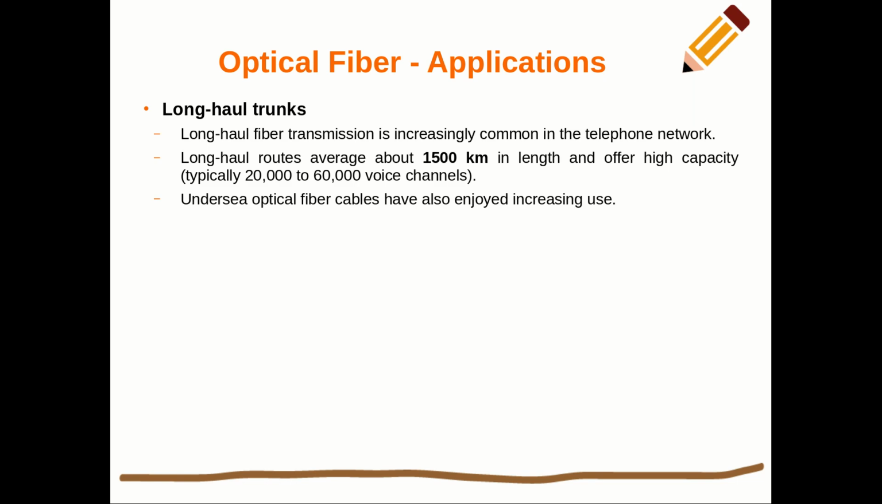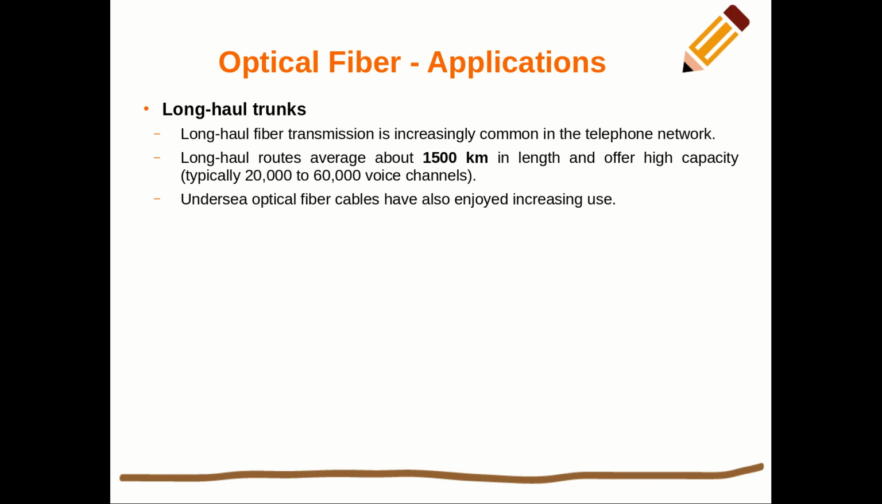Long haul trunks, of course, are for long distance communication. Long haul fiber transmission is increasingly common in the telephone network. I already told you, the telephone network started with the twisted pair, and for long distance communication, that twisted pair got replaced by coaxial cable. Now it is replaced by optical fiber because the distance capability is much more compared to the coaxial cable. So long haul routes average about 1500 km in length and offer very high capacity. So that is the distance.